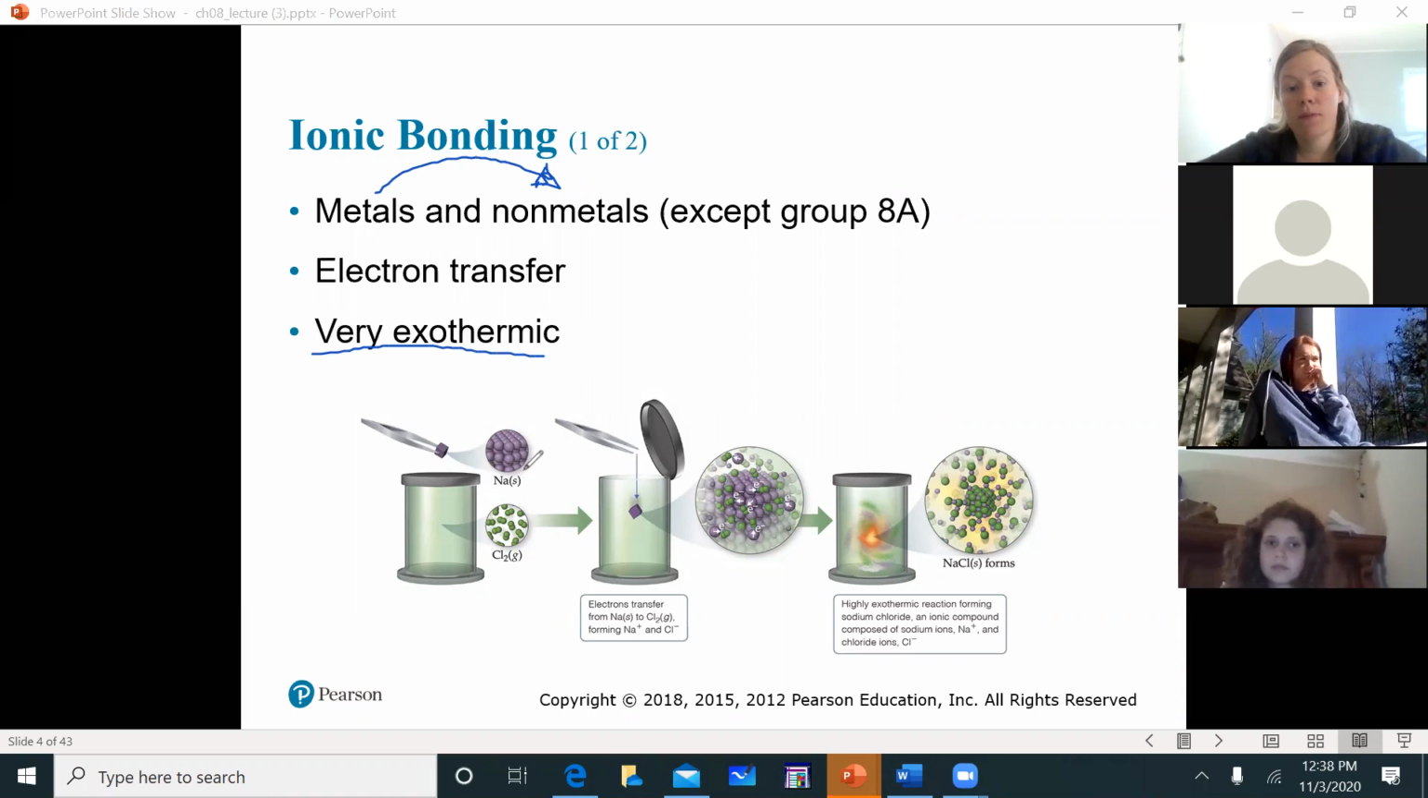So here's an example. We have sodium, we mix it with chlorine gas. So we take the little sodium piece and we drop it into chlorine gas, and those will combine, transfer electrons, and come together to form NaCl. When that happens, we're going to produce a lot of heat, or the container is going to get warm.